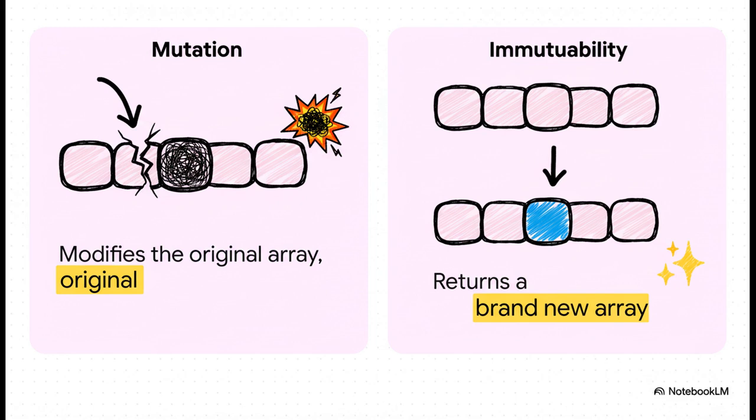It doesn't touch the original at all. Instead, it gives you back a brand new, fresh copy of the array with your update. This just makes your code so much safer and way easier to reason about and debug.